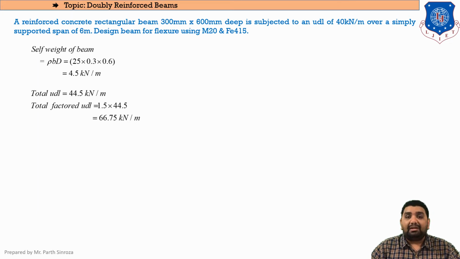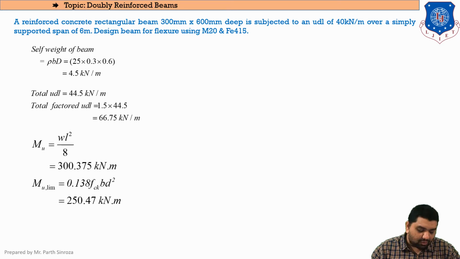Clear? After a 7 marker question, you may get only half or 1 mark for the efforts that you have put across. Clear? So keep in mind, you always need to know what the actual loading and the loading conditions are given in the question itself. So now we'll be finding the value of moment, that is Mu will be equal to WL square by 8.